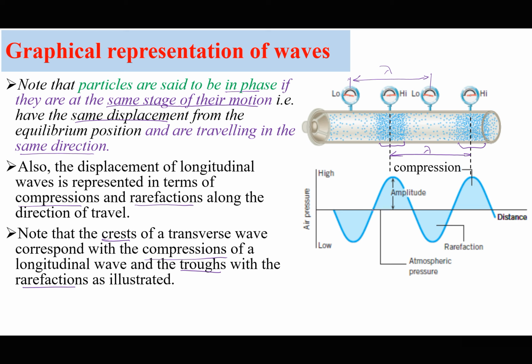For example, a particle here is in phase with the particle here, and the reason is because the particle here is most likely going to be vibrating downwards, and the particle here is also vibrating downwards. These particles are all passing through equilibrium and they are vibrating in the same direction, so we say particles A and B are said to be in phase. We shall understand phase in more detail later on.